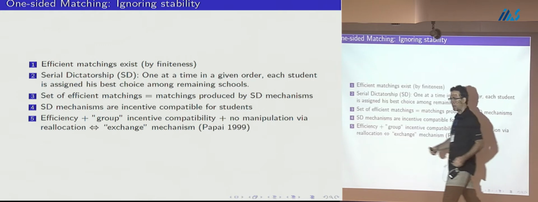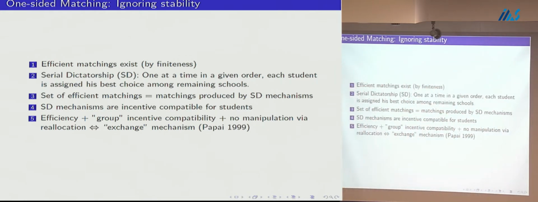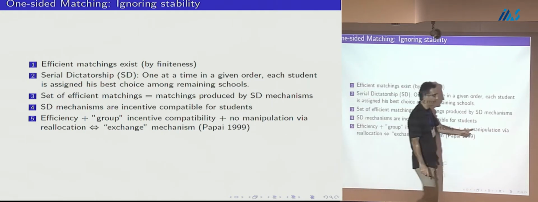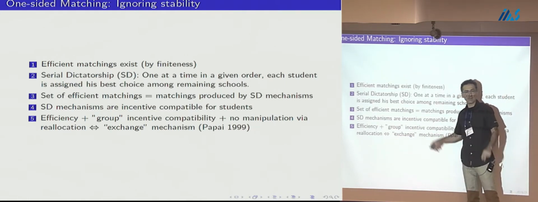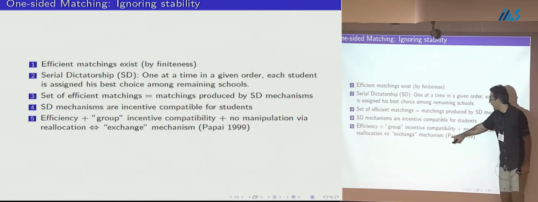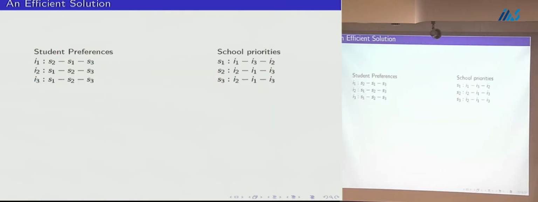This means I misreport my preferences, you misreport your preferences, we get an assignment, and then we exchange our assignments. I go to your assigned school, you go to my assigned school. And we become both better off. If we do not want that kind of manipulation, that actually characterizes an exchange mechanism. And I'm going to talk about this in a moment.